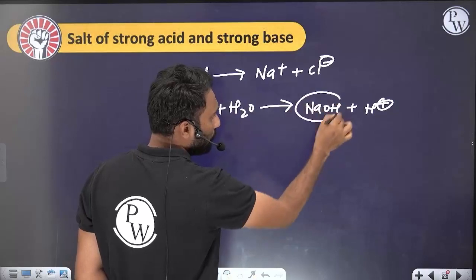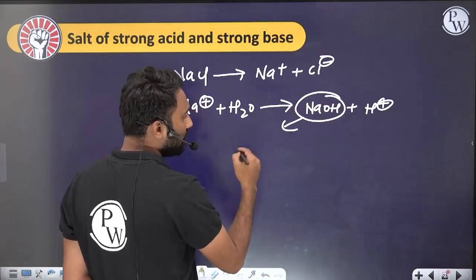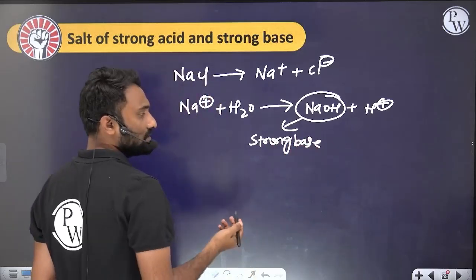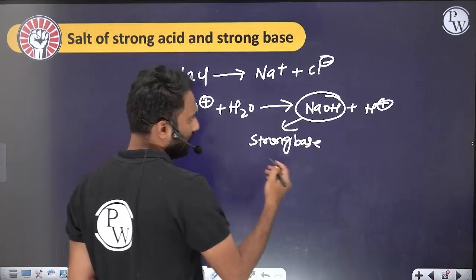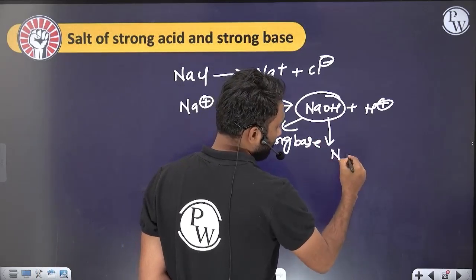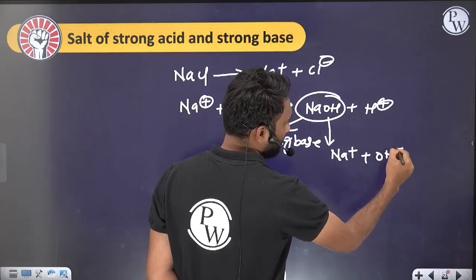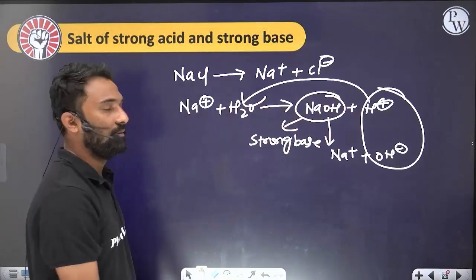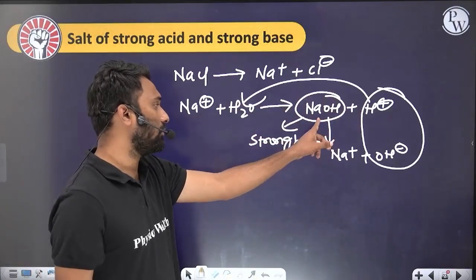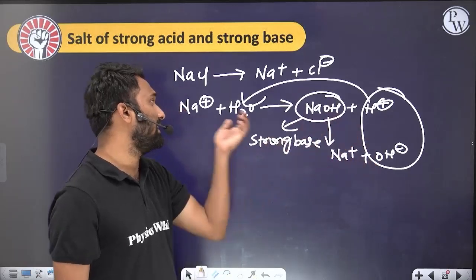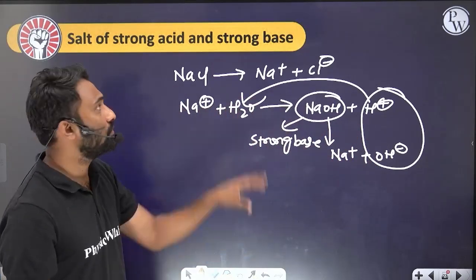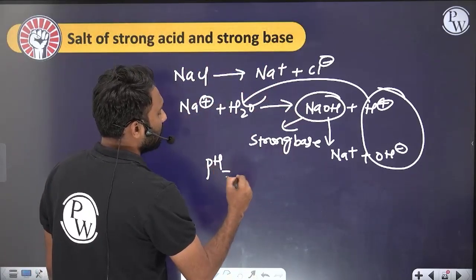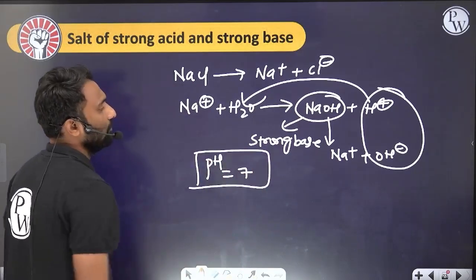Now here, the hydroxide is a strong base. Strong bases are strong electrolytes, meaning it will again completely dissociate to Na plus and OH minus. Now the resultant solution again reacts with H2O to give the H2O backward. Again this is a strong electrolyte, so it dissociates to Na plus and OH minus, again giving Na plus plus H2O. Because it is a strong electrolyte, there is no hydrolysis. The pH for this one will be 7. This is neutral.